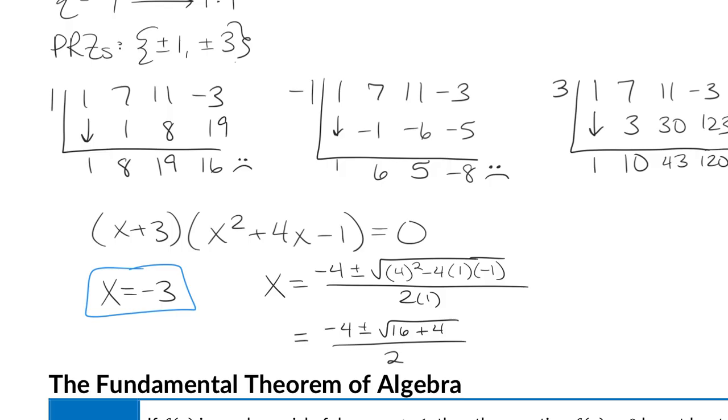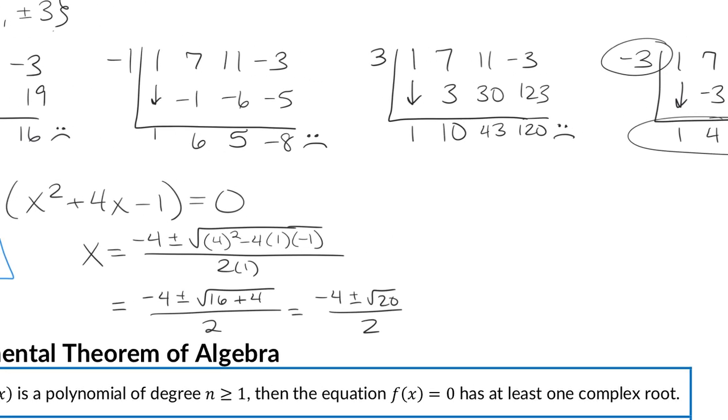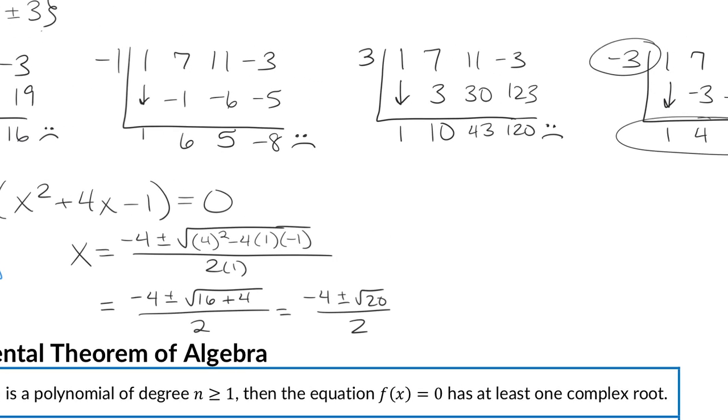What's 16 plus 4? 20. So we're going to have -4 plus or minus the square root of 20 over 2. We have to break down 20 if possible. Is 20 divisible by a perfect square? Yes. Which one? 4. 4 is a perfect square. What is 4 the perfect square of? 2. So this can actually factor down to 2 square root 5 over 2.